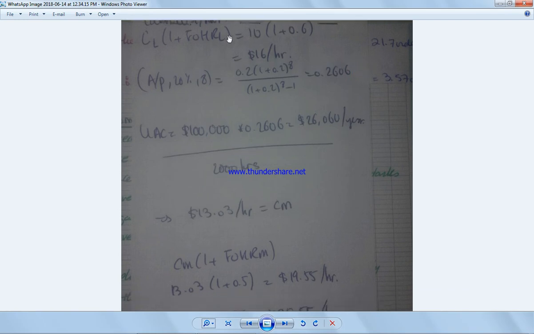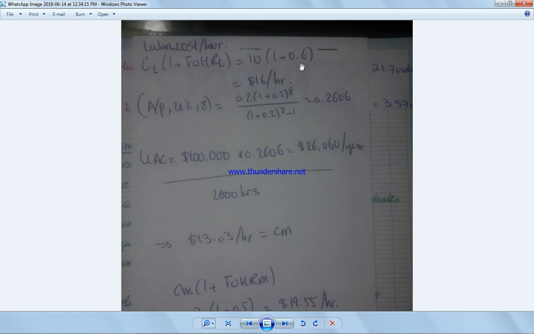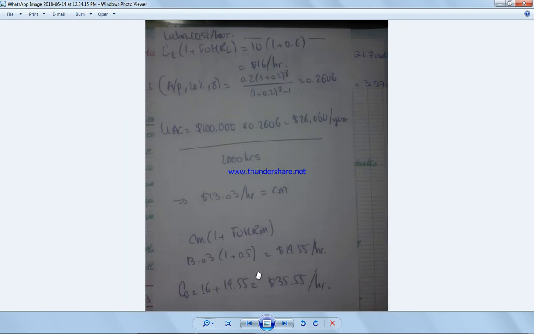Concerning the labor, which is $10 per hour, plus the factory overhead rate with respect to labor is 0.6. So for every $10 per hour, we're paying $6 as factory overhead with respect to labor. However, on the machine the rate is 0.5, so we're paying 13.03 plus 0.5 of it, almost $6. So the total cost is $35.55 per hour. Okay, thank you.